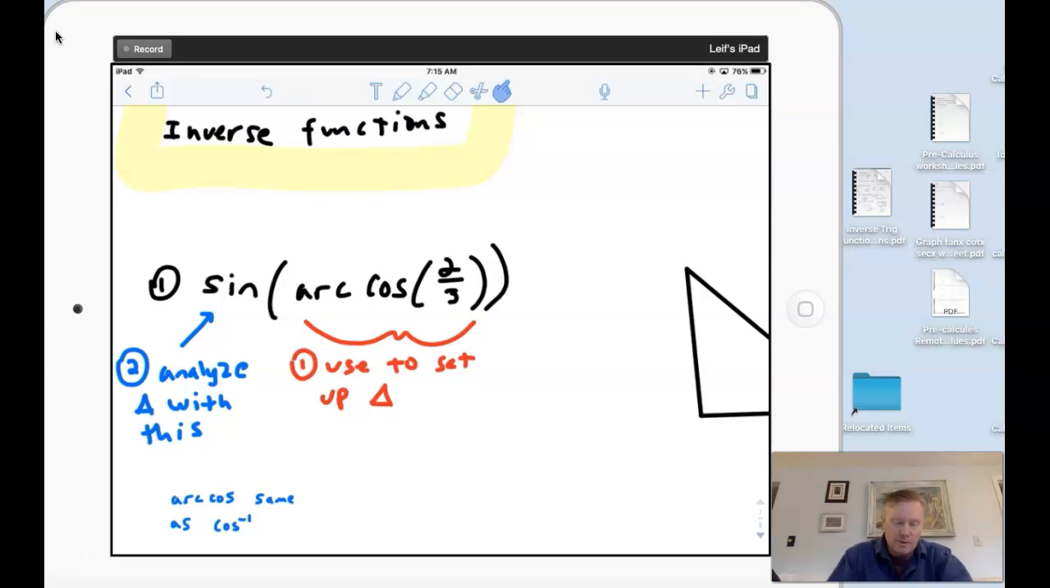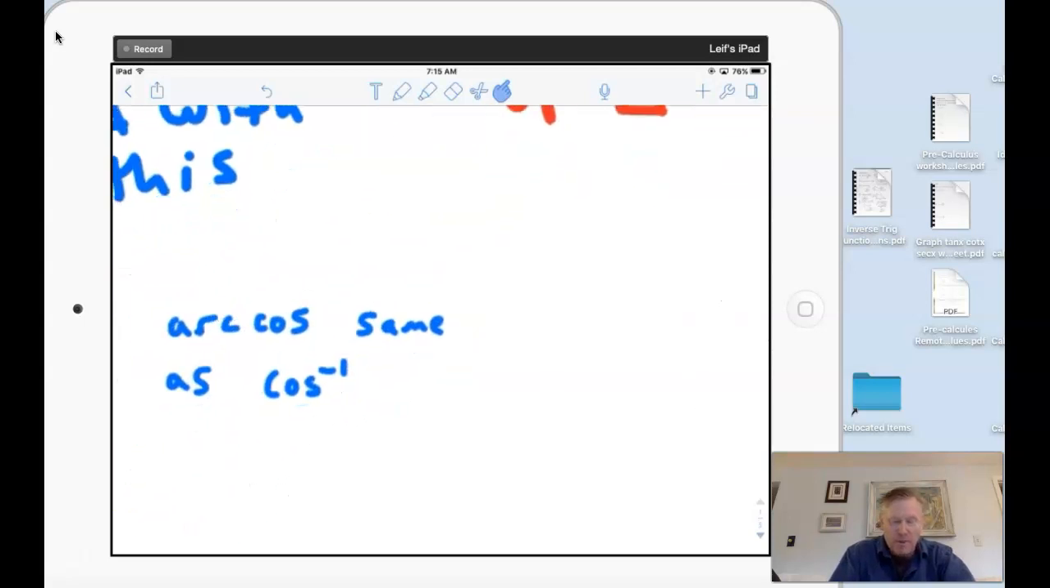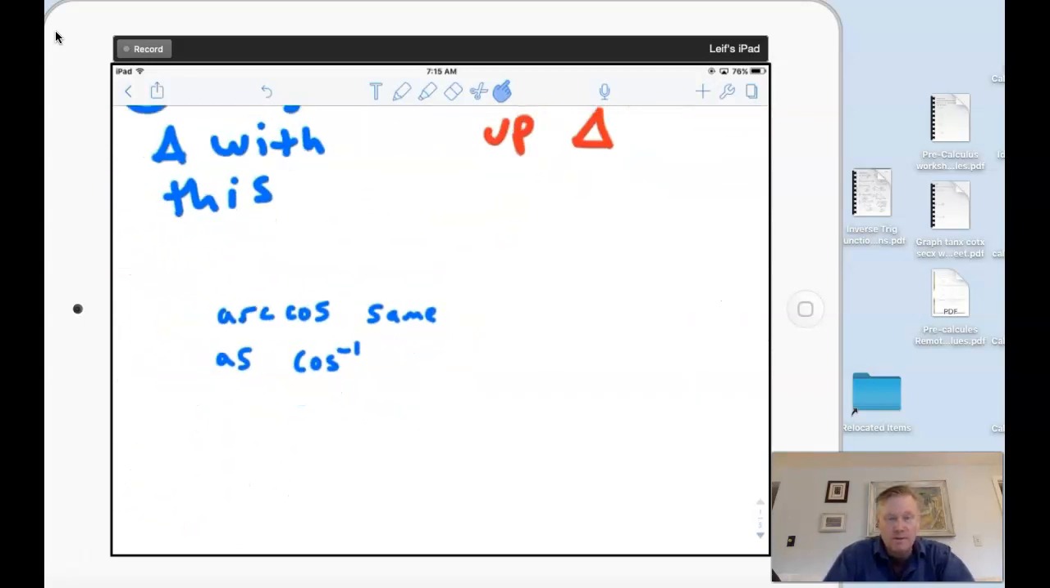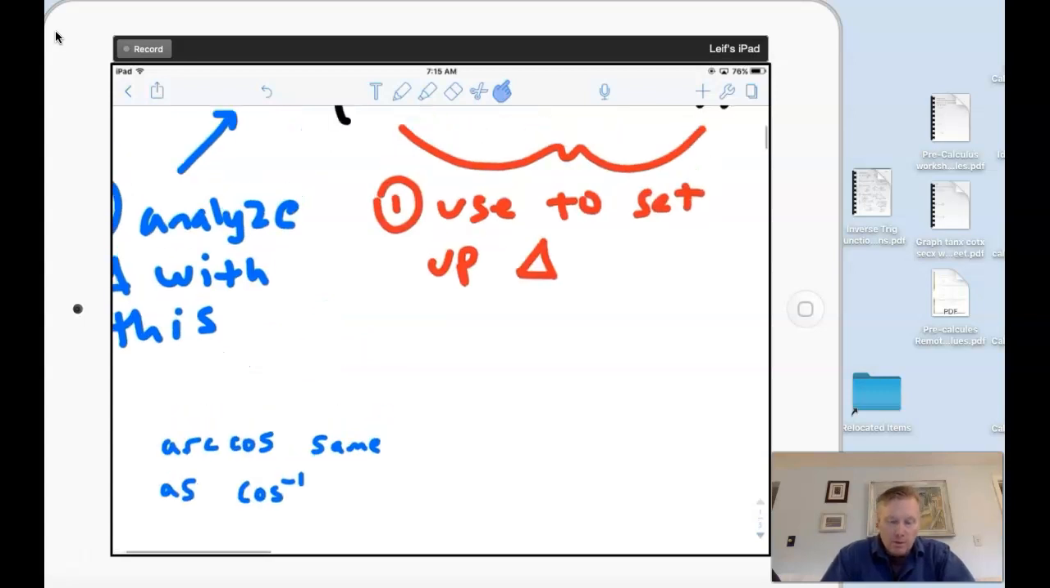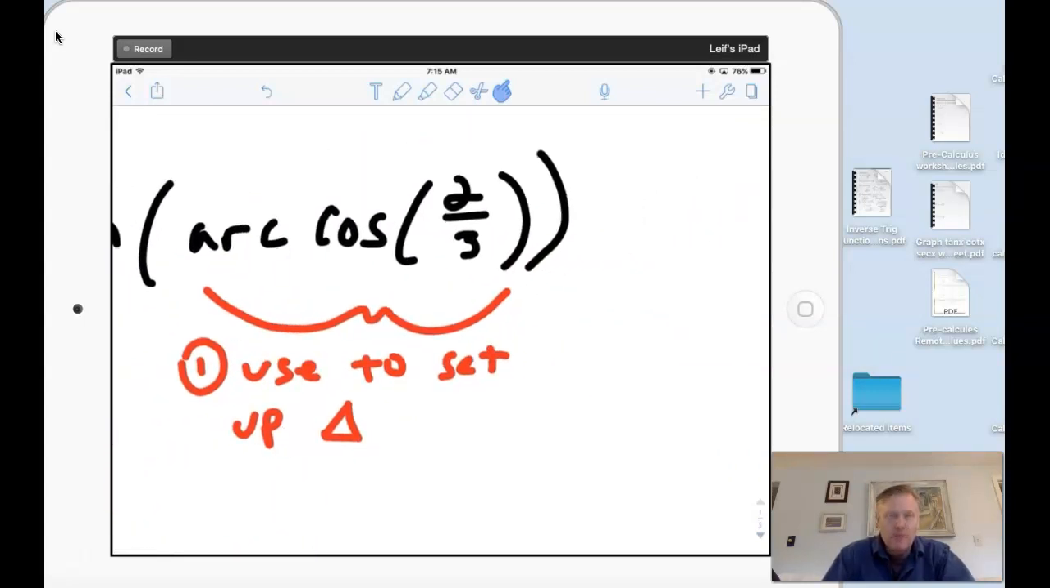Two things. First off is a quick reminder that the arc cosine is the same as the inverse cosine. In other words, you're looking for the angle. So if I look at this, forget the sine part for a minute. If I'm looking just at the arc cosine of 2/3, I'm looking for which angle gives me the cosine of 2/3. I'm going to use that to start.